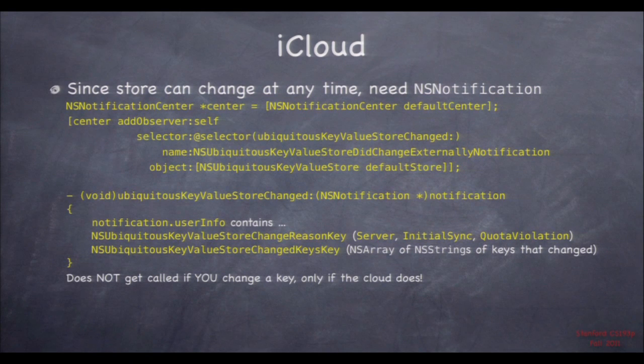Then when you get a notification, remember notification methods look like this one, where the argument is a notification. That notification's userInfo will tell you which keys changed and also why those keys changed, whether it was something changed on the server, this was the initial sync, the first update that your app has gotten, or a quota violation, where some key value tried to be written and it's full. The 64K has been exceeded. And then you get the keys that changed as well, so that's an array of the keys.